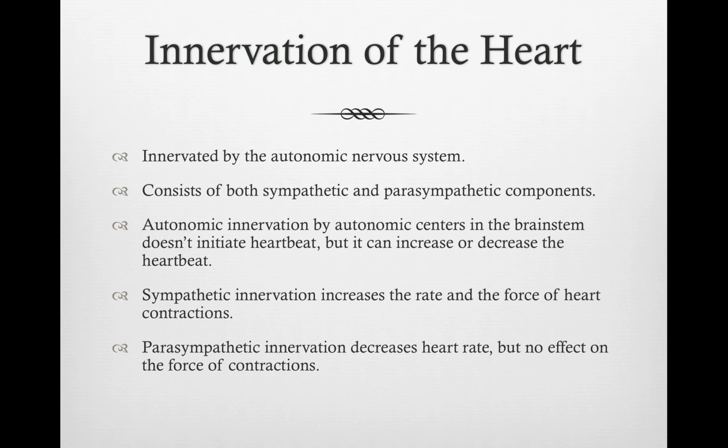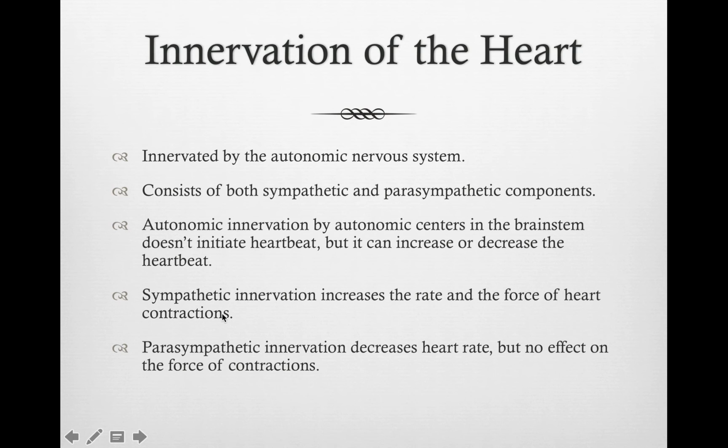Sympathetic innervation is going to increase the rate and force of the heart contraction, while parasympathetic innervation is going to decrease heart rate, and has no effect on the force of contractions. So if sympathetic innervation is going to increase rate, it also will send impulses to increase the force of the heart contractions. Parasympathetic innervation will decrease heart rate, but there is no specific innervation to decrease the force of contractions.